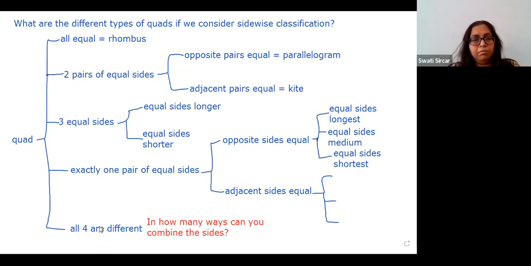I mean, there can be subclasses here, but see, we increased 1 side, and the number of types increased so dramatically from 3 to 12 plus. Did you ever think of that?